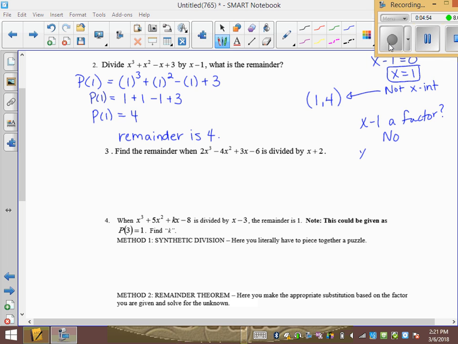So for this one, we have x plus 2 equals 0. So x equals -2. So if we get negative 2, 0, it's an x-intercept. Therefore, x plus 2 is a factor. Okay?